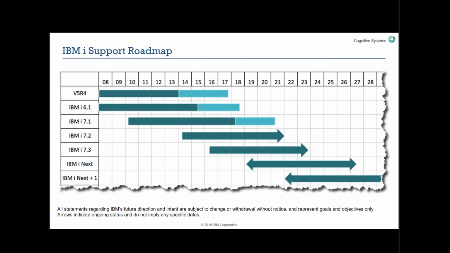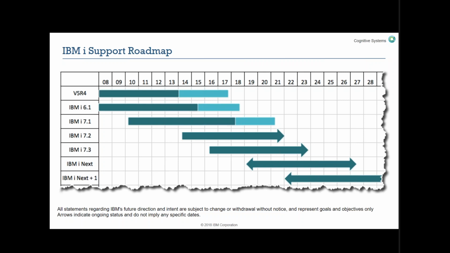Okay, here's another chart, showing a roadmap of operating systems dropping off and operating systems coming. I get requests: you've talked about iNext, when is iNext coming? We haven't really given you a date, but this is the closest thing I've ever seen published from the IBM i development organization that hints at when we think we're going to have the next two future operating systems.